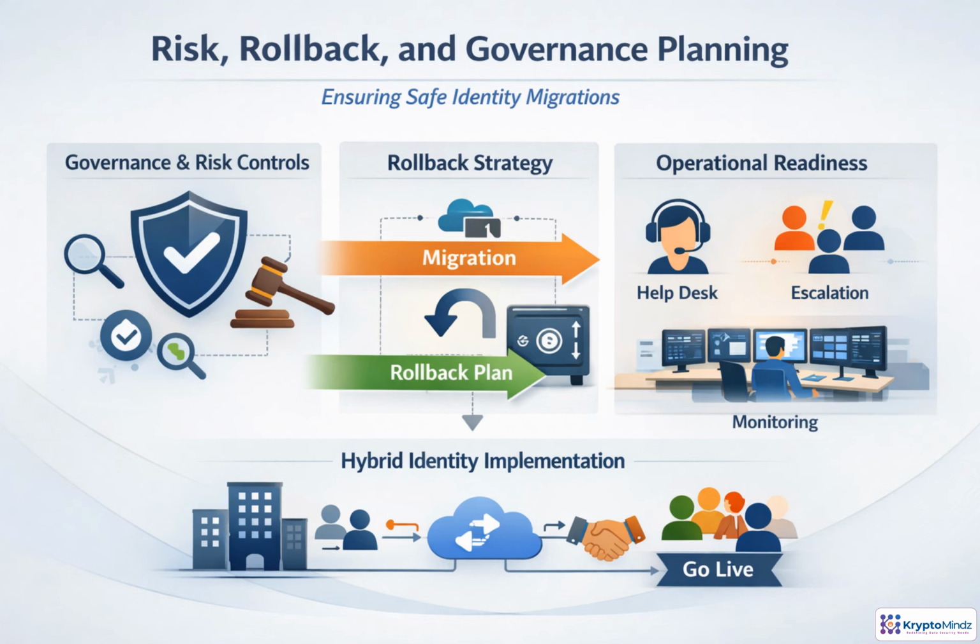Before we touch production identity, we need a safety model. Governance reduces uncertainty, rollback protects the business, and operational readiness keeps support aligned. This topic is about building confidence before high-impact hybrid identity changes.